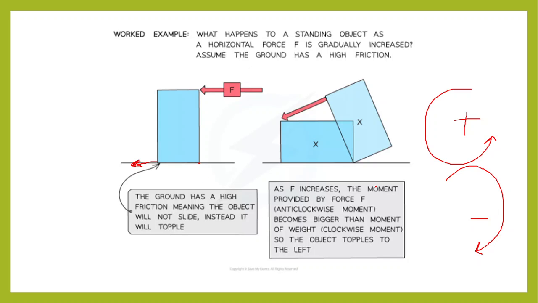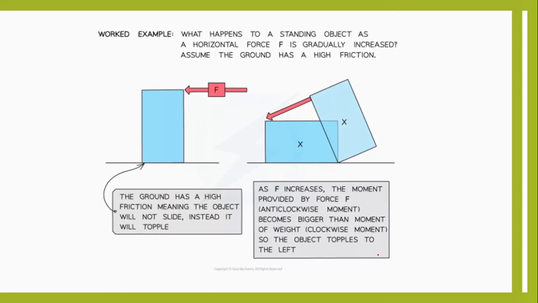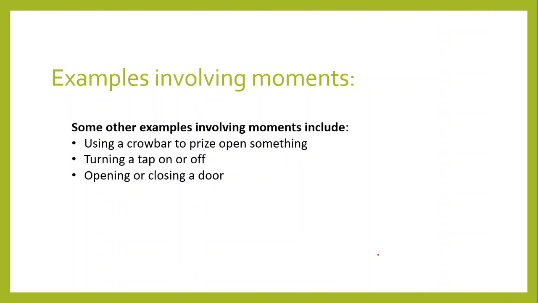So as F increases, the moment provided by the force, the anti-clockwise moment, becomes bigger than the moment of weight. Now the moment of weight was acting right here, right? So if initially it's pushed, that's the moment being caused, from here till here, because this is the pivot point. So when this becomes larger than that, it topples over and does not stay in equilibrium and cannot stay in its position. So, examples involving moments.